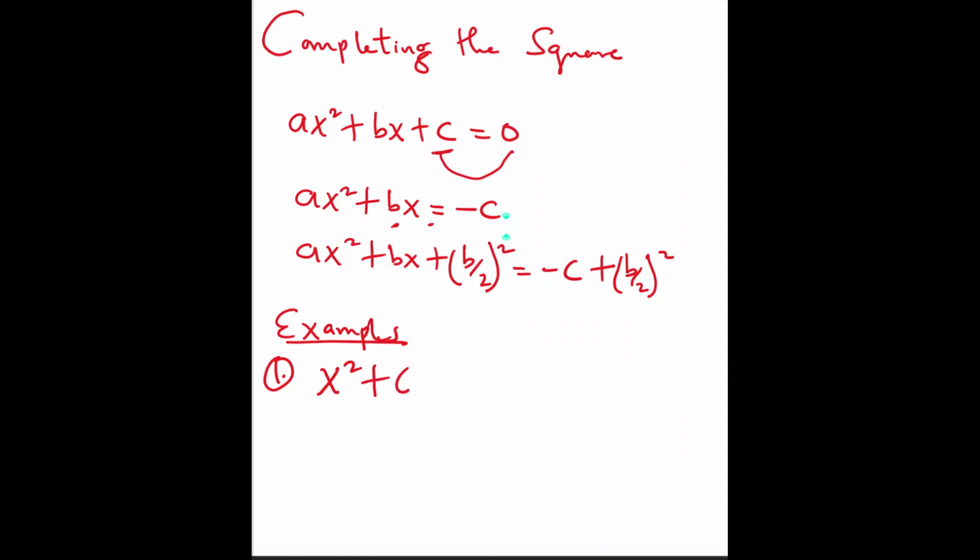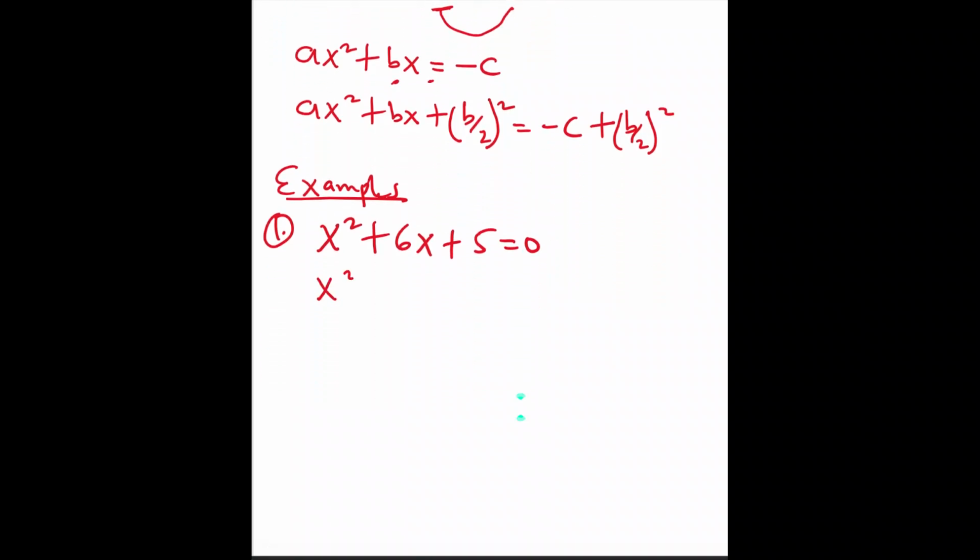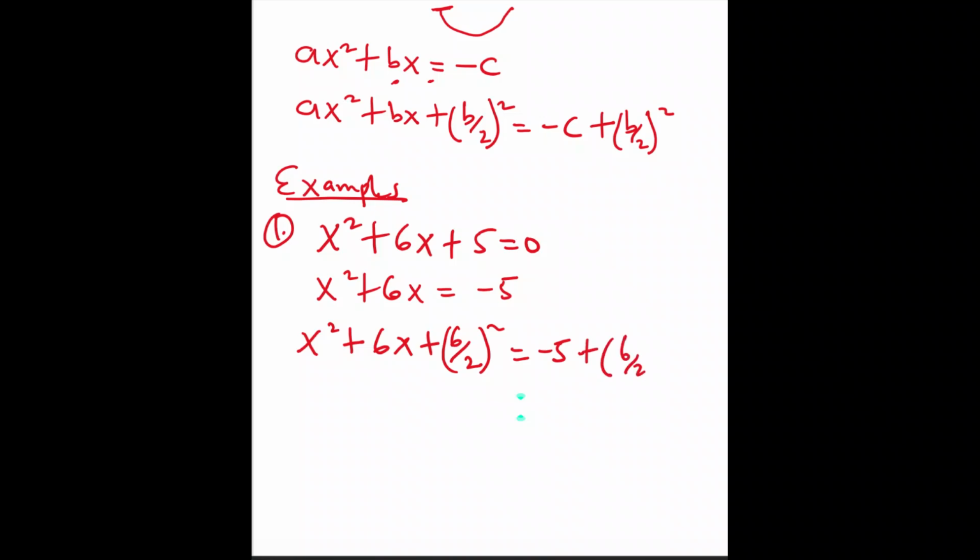will be x squared plus 6x plus 5 equals 0. So in this case x squared plus 6x will be equal to minus 5. And it will be x squared plus 6x plus (6 over 2) squared is equal to minus 5 plus (6 over 2) squared. So that's x squared plus 6x plus 3 squared is equal to minus 5 plus 3 squared.